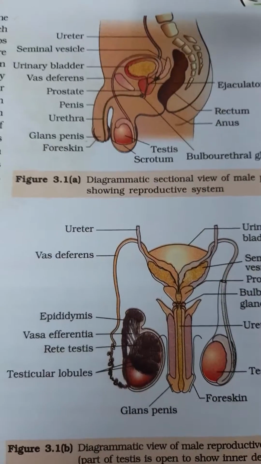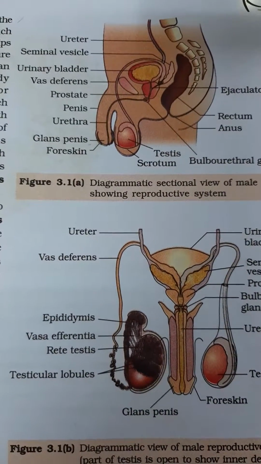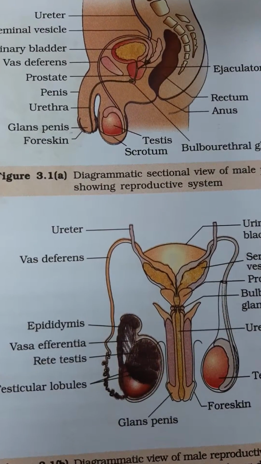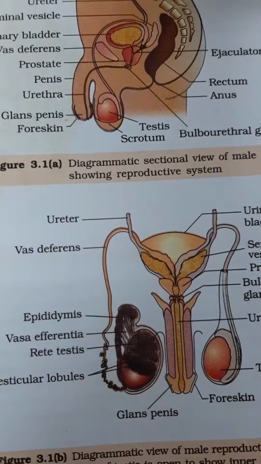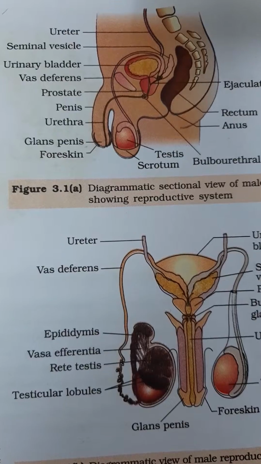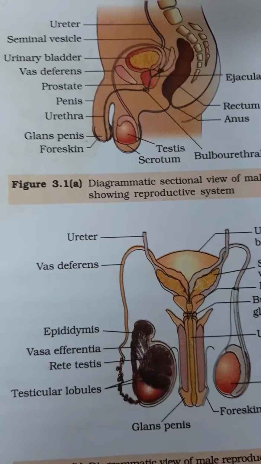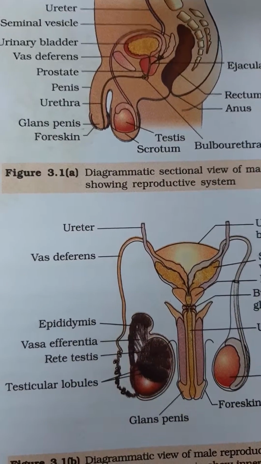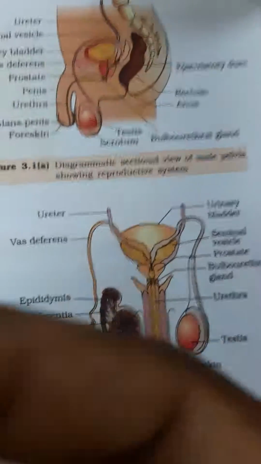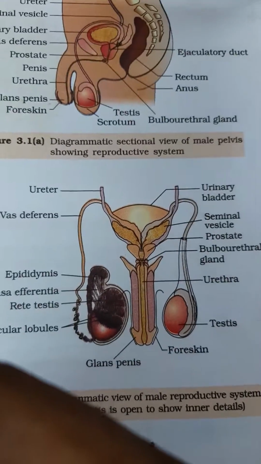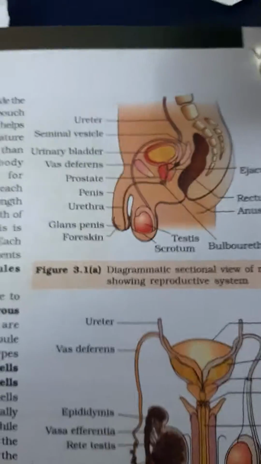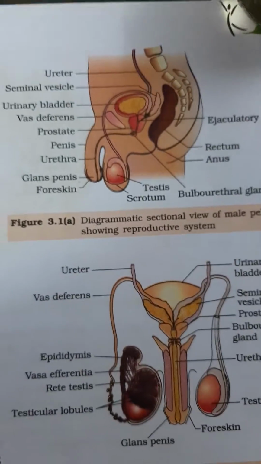Finally, winding up, I would like to put in a nutshell the organs of the male reproductive system. The glands consist of the testis. Testis is paired. It is the primary sex organ, which is posterior to the penis within the scrotum. The function of the testis is to produce spermatozoa, the gametes, and testosterone, the male sex hormone.